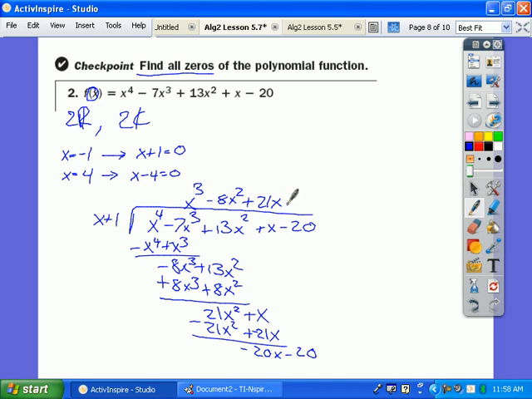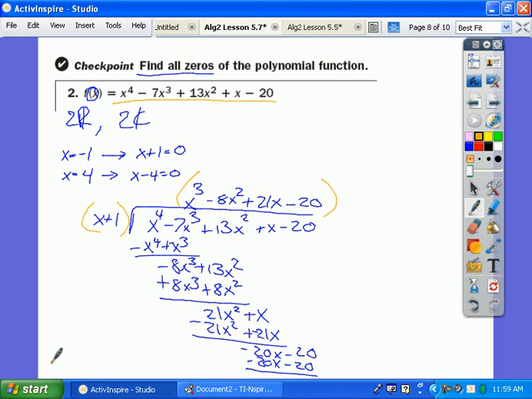Negative 20 divided by x is negative 20. Negative 20 times x. And we should get 0 remainder, and we do. We get no remainder. So what we got out of that is a cubic polynomial. Literally, x plus 1 times this cubic polynomial would have given us back the original function.